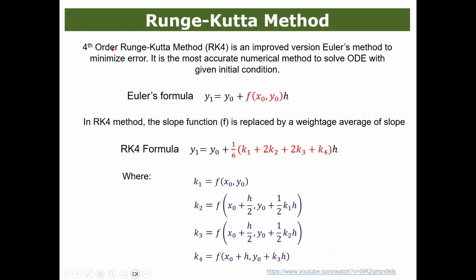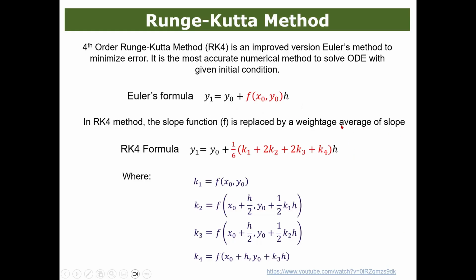So the RK method that we are going to learn is the fourth order RK method. It is an improved version of Euler's method that we have learned previously in order to minimize the error. It is the most accurate numerical method to solve ODE, and it is actually derived from Euler's formula, but the function f is replaced by a weightage average of slope.